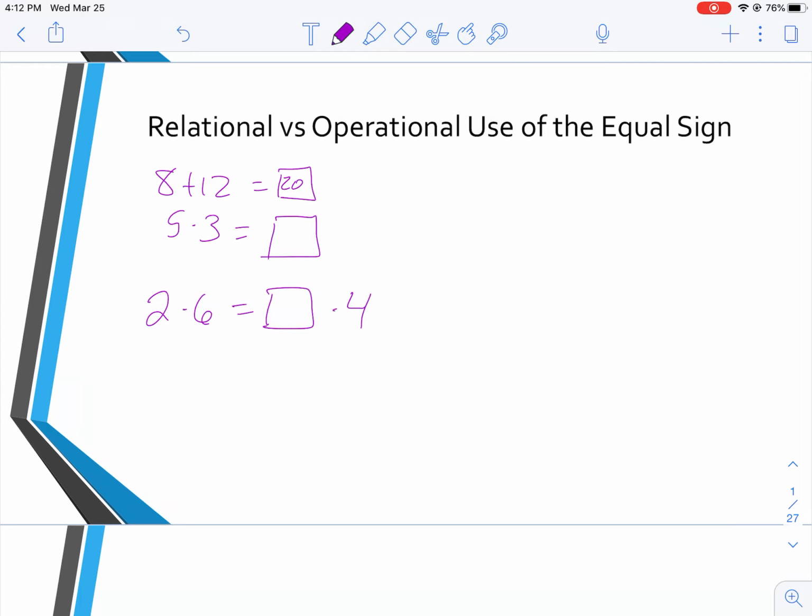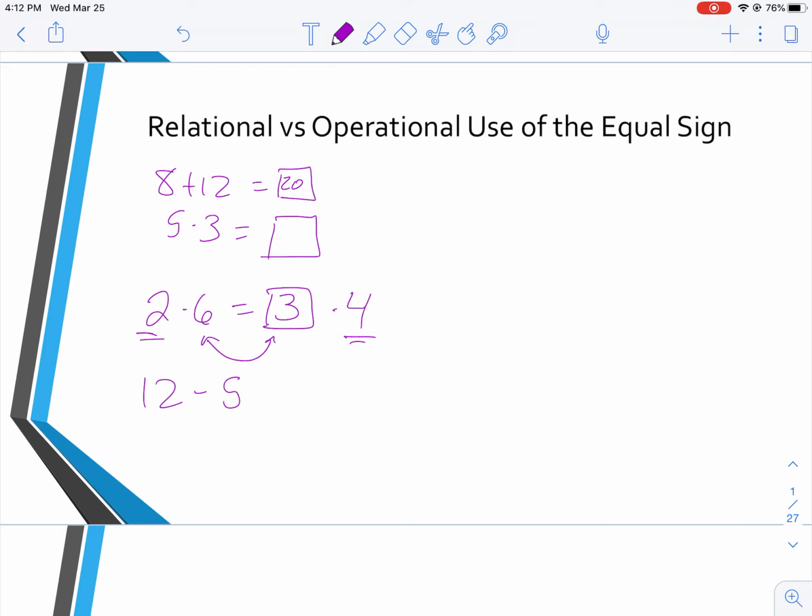Relationally, we want them to be equal. I see that 4 compared to 2 is twice as big, so I'm thinking this number must be half as much as 6. So I can relationally think that through without actually multiplying 2 times 6 and getting 12. And that's really algebraic thinking that we want to build in our students.